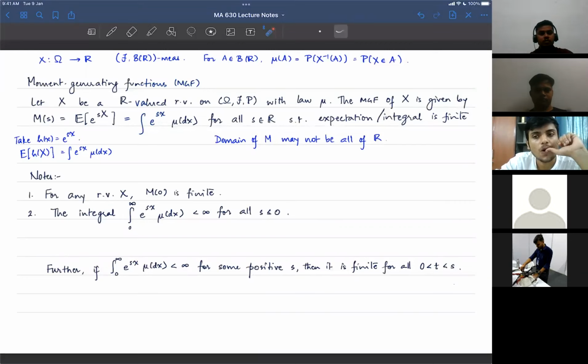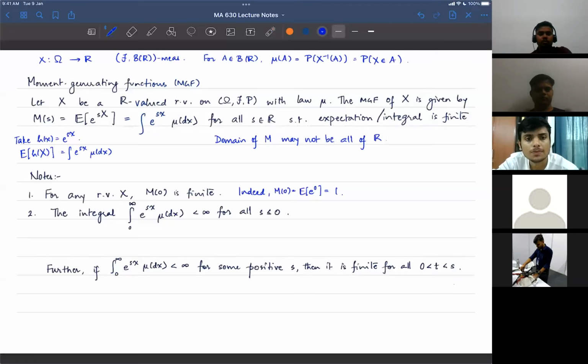I think you guys need to go back and look things up. Let me just go ahead. So I claim that for any random variable x, M of 0 is going to be finite. The reason is that no matter which random variable I'm talking about, M of 0 is the expectation of e to the 0. E to the 0 is 1, so this is just 1. So yes, M of 0 is finite for any random variable. Now the next thing I want to say is the following.